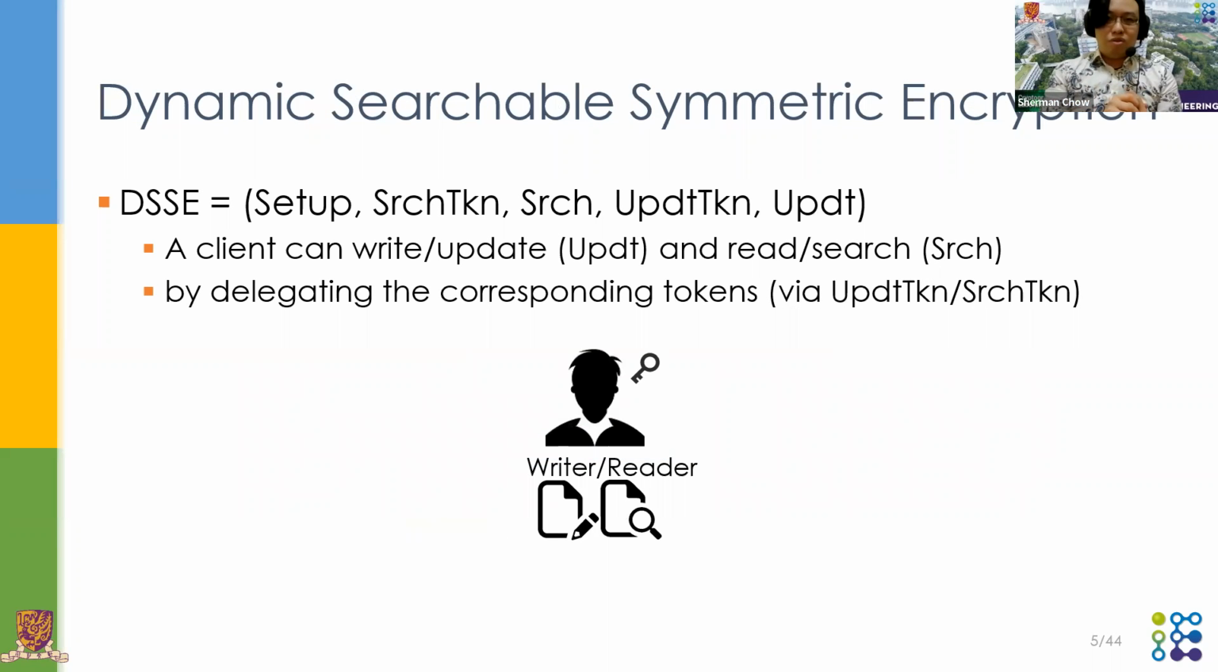Now the usual stuff, the definition of a dynamic searchable symmetric encryption, or DSSE. A client can of course write to the database, or in SSE terminology, we call it update. And of course, the same client can search. In our new terminology, that's reading from the database. How can he or she do that? That is done by a process which delegates the corresponding token, either the reading or search token, or the writing or update token, to the cloud server, and then the cloud server can execute the corresponding operation accordingly. So that is DSSE.